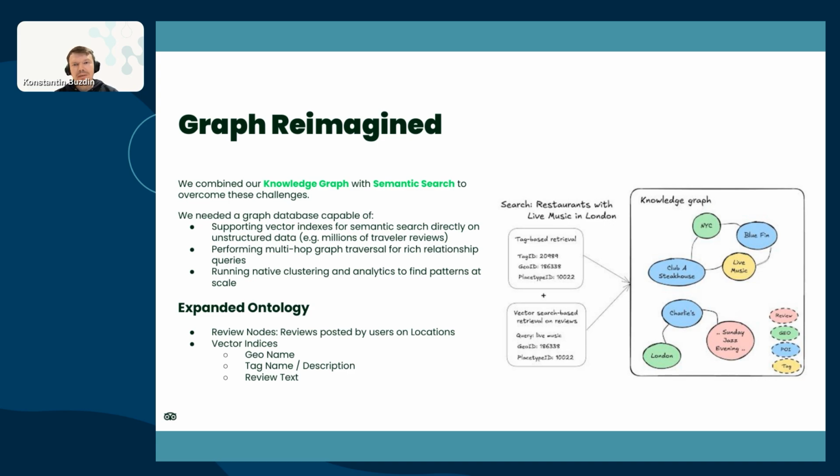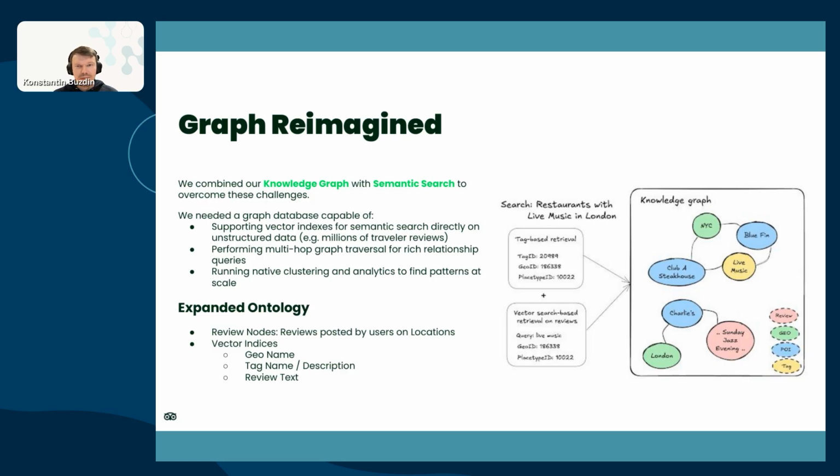So let's take a look on the right side, where we'll see how we can retrieve the relevant information for the user query "restaurants with live music in London." Looking at this query, we can extract a few elements there. The restaurant is a type of content, live music is a tag, and London is a geo. So with these three elements, with these three IDs, we are able to effectively retrieve the relevant results, relevant POIs.